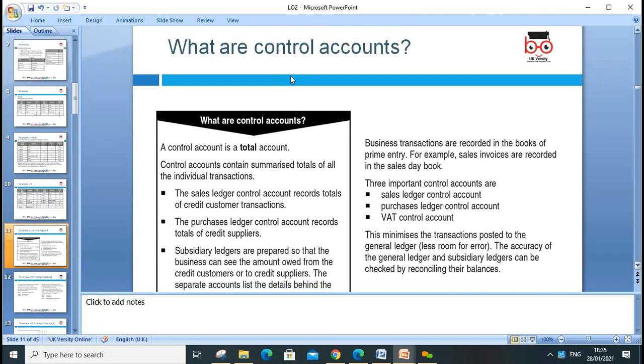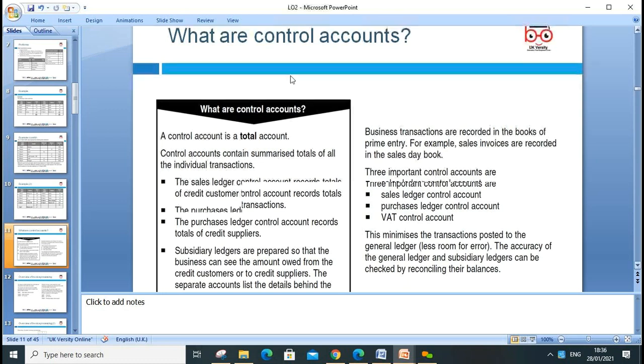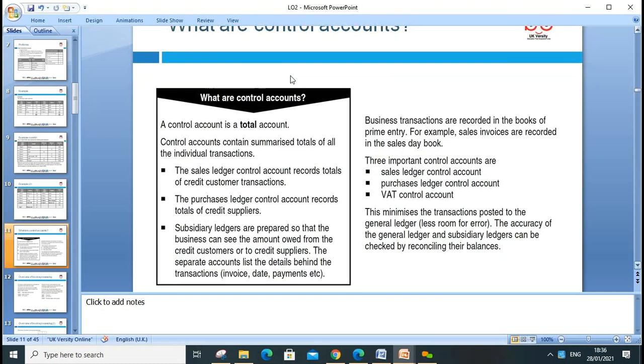Next we're looking at control accounts. A control account is the total amount. A control account contains the summary of the total of all individual transactions. Transaction means I bought furniture, I bought this. One debit, one credit, one debit, one credit. In one of the lessons I mentioned what goes on debit and what goes on credit. So the purchase ledger control account shows my trade receivables.